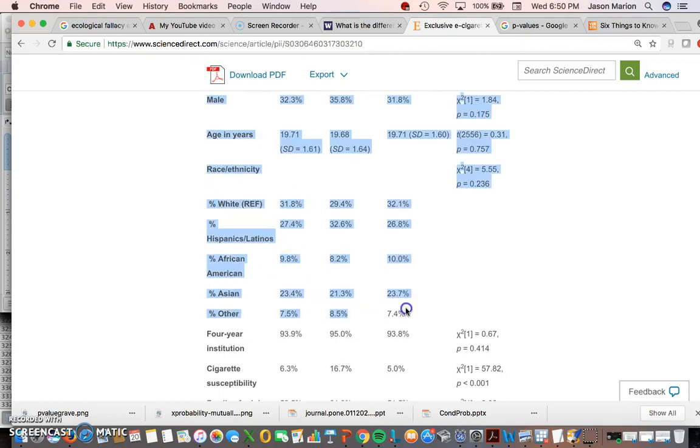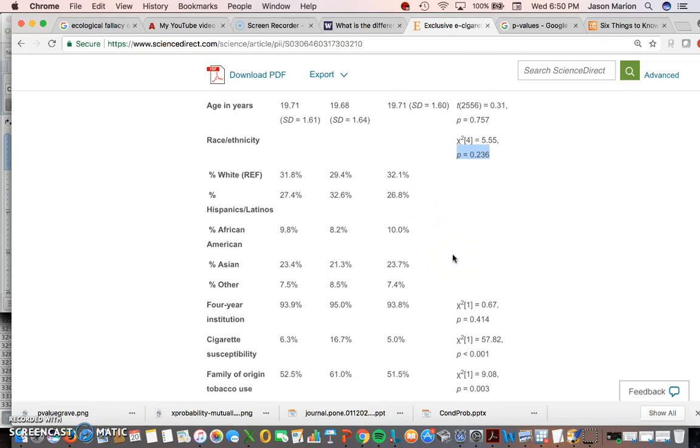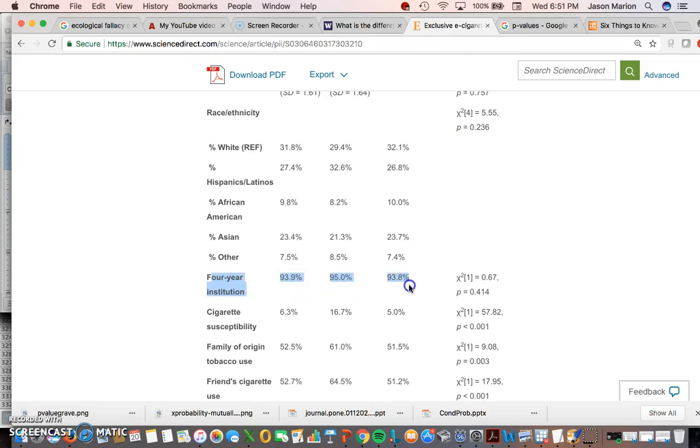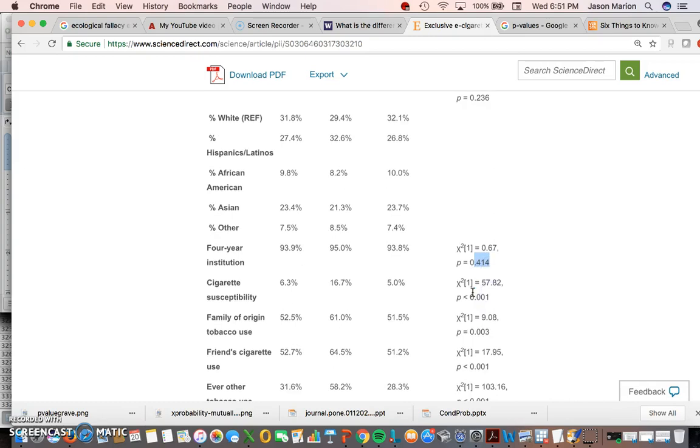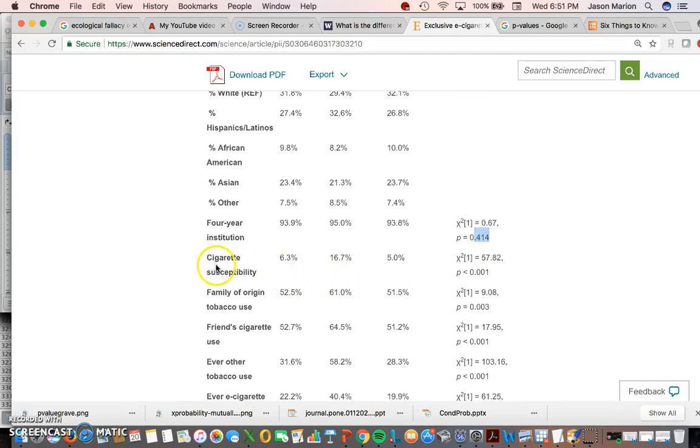When they look at all these different races and do a chi-square test, p-value 0.236, no significant differences. I guess they were looking at multiple universities around Texas, not just UT Austin, so I may have erred in my interpretation there of where these students came from. No difference on whether or not they were at a four-year institution, p-value of 0.414. I'm not sure what the variable cigarette susceptibility was, but people who started smoking obviously had a statistically significant difference from those who did not. 16.7% of those who started had susceptibility, whatever that scoring metric was, maybe a family history or something like that.